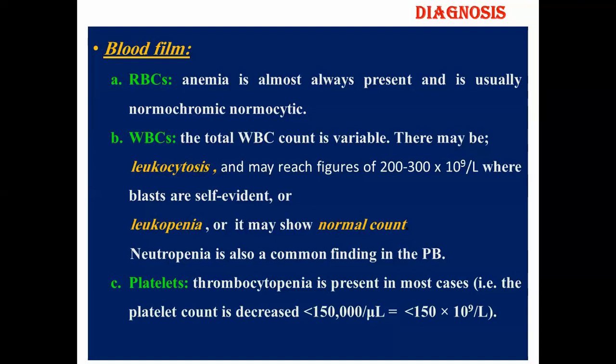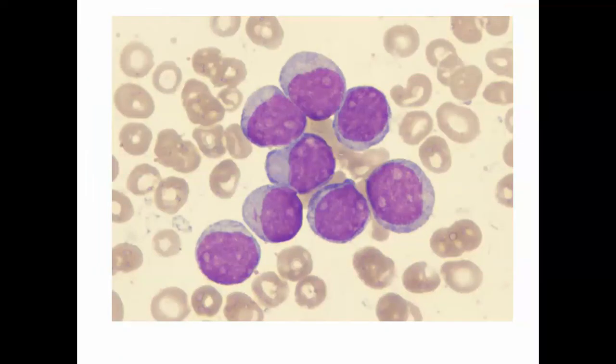Or it may show a normal count. Even if the patient comes to me with a CBC showing a normal count, when I come to the blood film and do the differential, I find blasts 20% or even more than 20%, then it's diagnosed as acute leukemia. Neutropenia is also a common finding in the peripheral blood. Platelets, regarding platelets, it's usually thrombocytopenia in most cases, in which the platelet count decreases to less than 150,000.